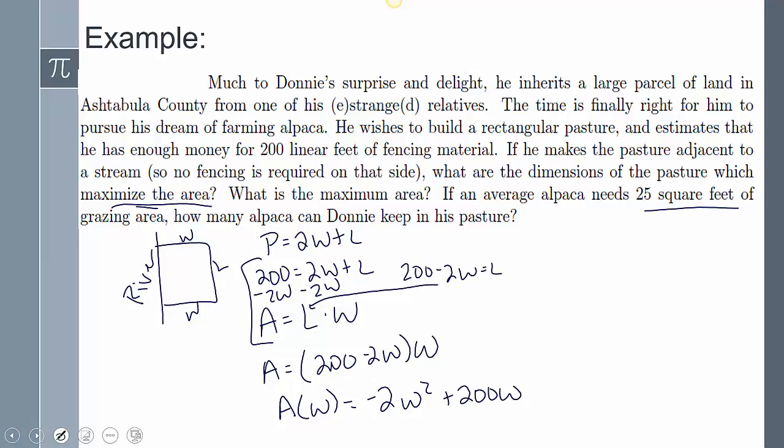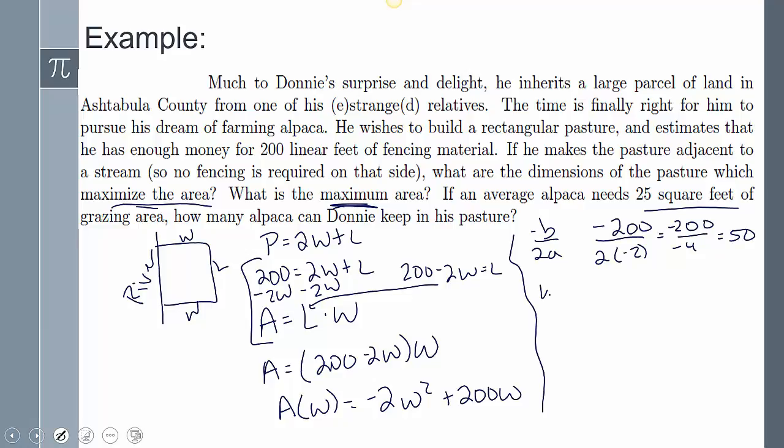Now it says, what are the dimensions of the pasture which maximize area? So we're looking at the maximum. If I'm trying to maximize area, we do negative b over 2a. So negative b over 2 times a, which is negative 200 over negative 4, which is 50. So my width equals 50.